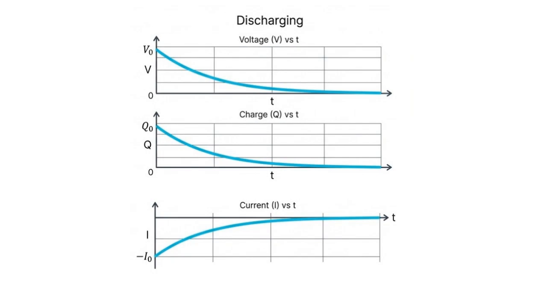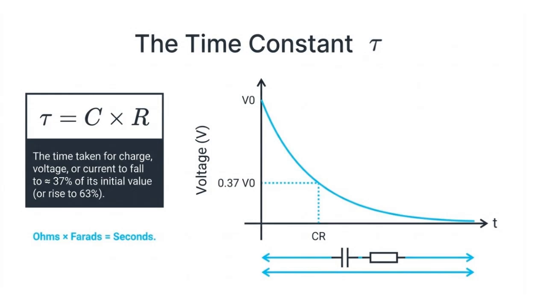Here, we see how the voltage, charge, and current change over time during the discharging process. The voltage and charge both start at their maximum values and gradually decrease towards zero as time passes, showing that the stored energy is being released. Meanwhile, the current starts at a negative value and increases towards zero, reflecting the direction and gradual reduction in the flow of electrical charge. The time constant, represented by the Greek letter tau.